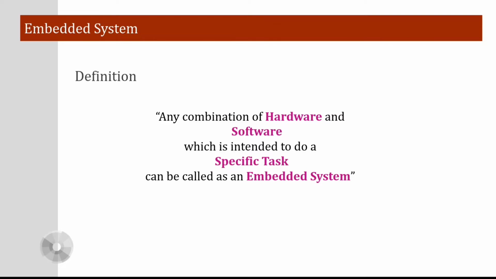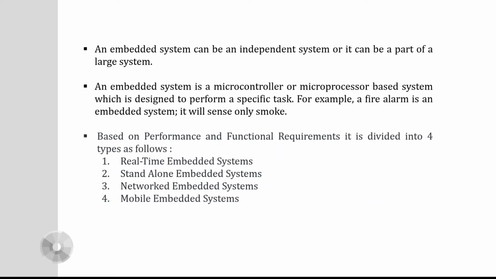And now coming to the embedded system. An embedded system is nothing but a combination of hardware with software which performs a specific task. That means we are able to control the hardware components using the software in the embedded system. The embedded system can be an independent system, or it can be a part of a larger system.